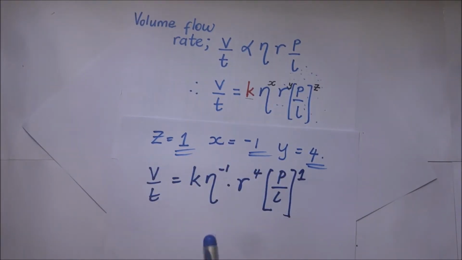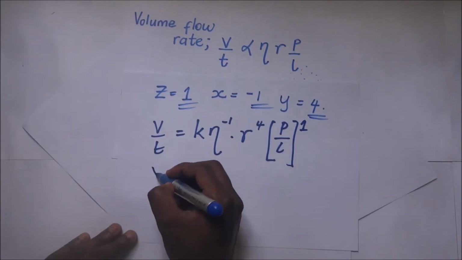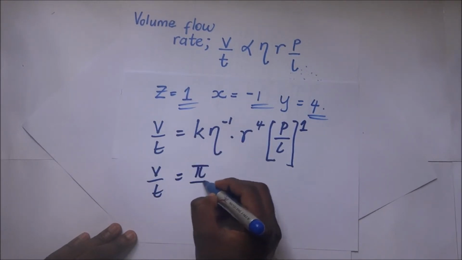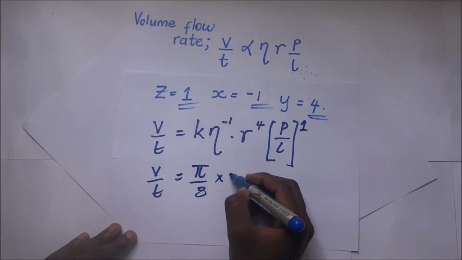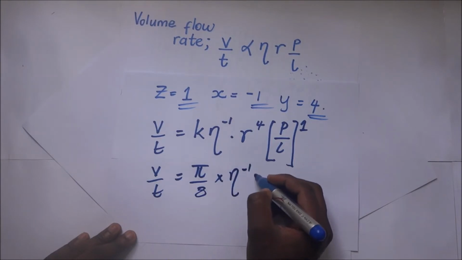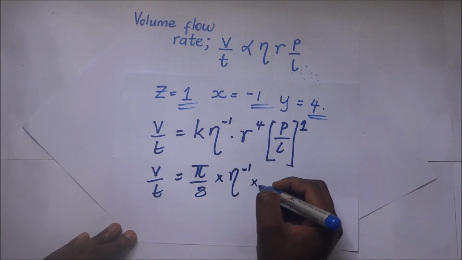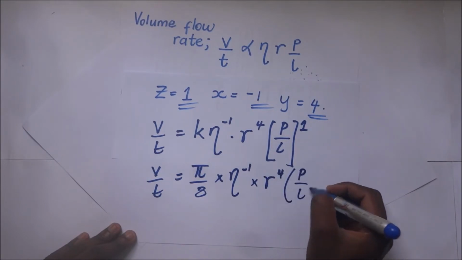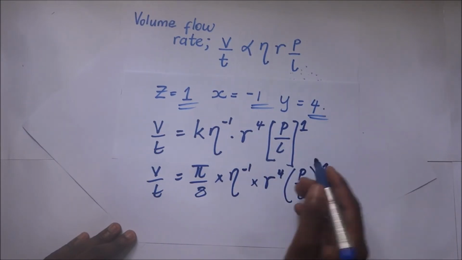Now when experiments were held, it was found that the value of K was equivalent to pi over 8. Therefore, this expression becomes V over T equals K, which is pi over 8, multiplied by the coefficient of viscosity to the power 1.